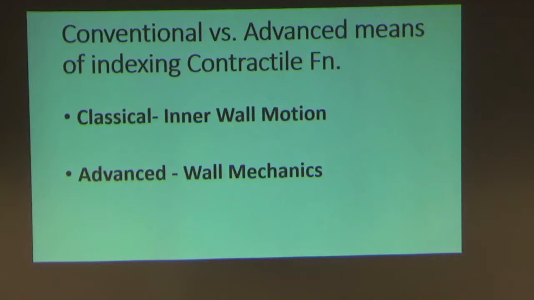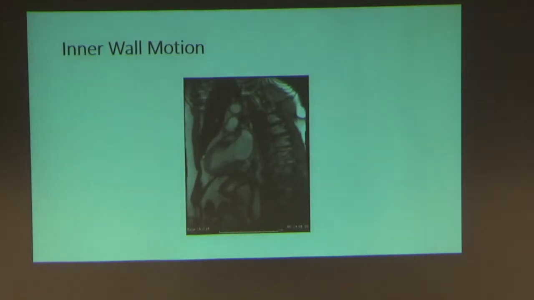All right. So there are conventional means which one would use to analyze this heart function. One classic means would be looking at the inner wall motion of the heart, and you are assessing that as an index of function to see how well it's working. And then there were some more advanced methods that we looked at, where you're not looking at the inner wall motion, but you're looking at the intrinsic contraction of the wall itself to index the function.